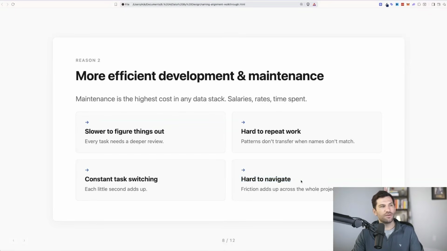And then the last one here is hard to navigate, and the friction adds up across the whole project. And so a quick story on this: when I first got into data engineering, one of my first jobs really was writing and managing really long stored procedures. And initially, every time I would jump into a new stored procedure, it was like entering a completely new world. It was all over the place. People had different ways of naming things, of structuring the query. Everything was really hard to understand and hard to then make changes.